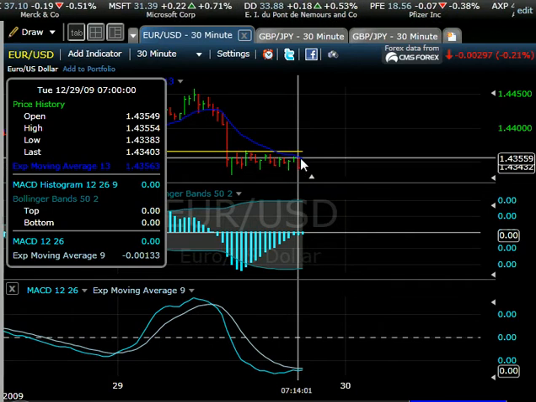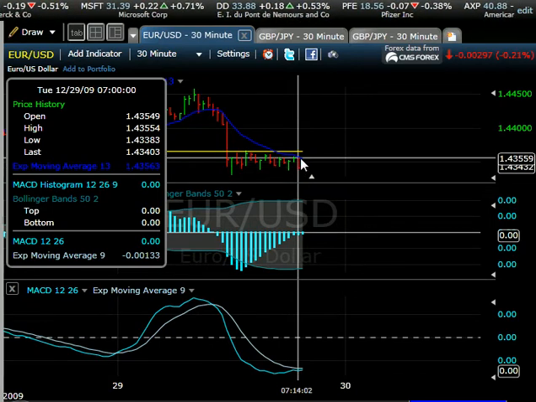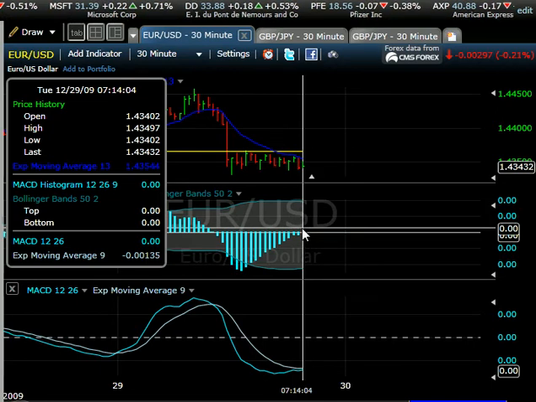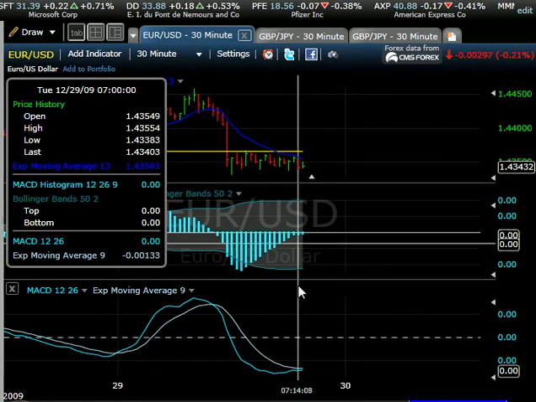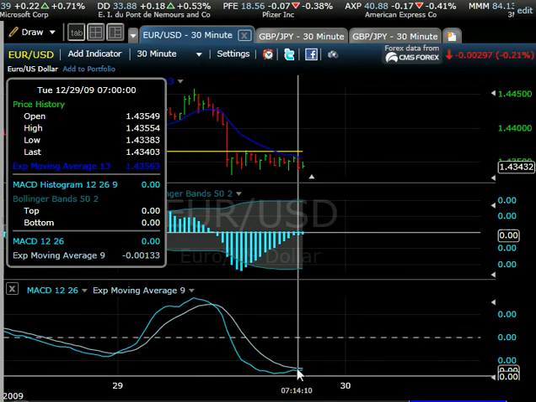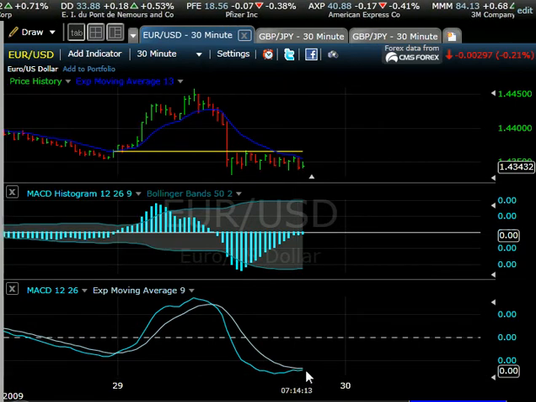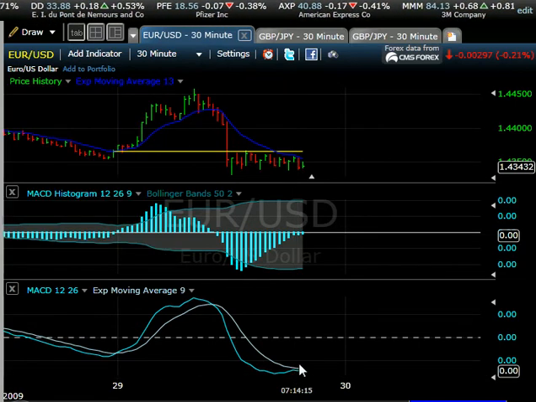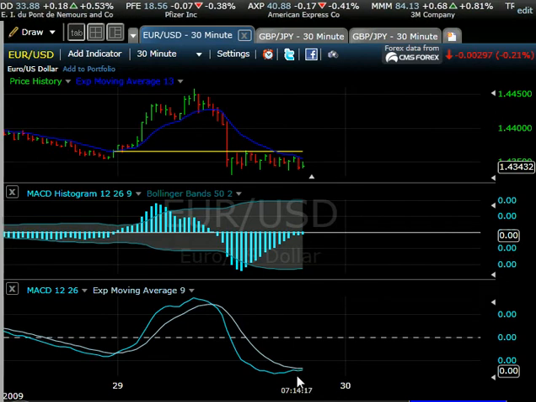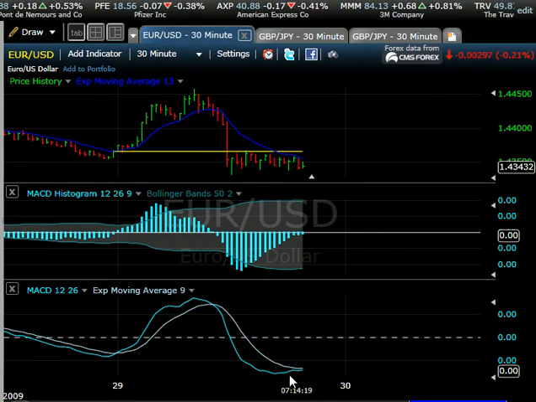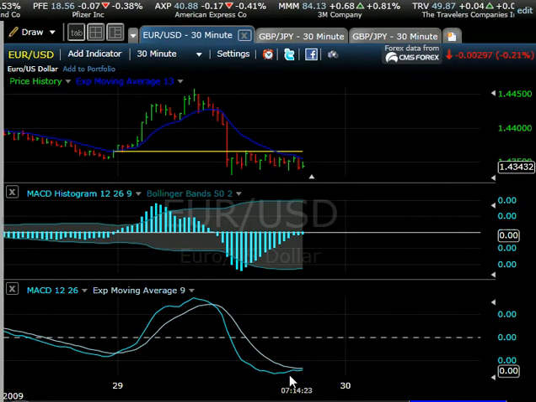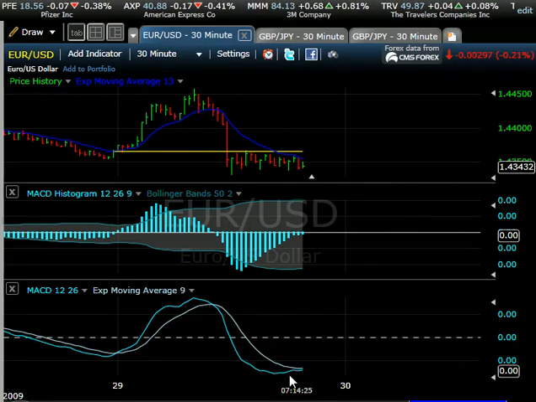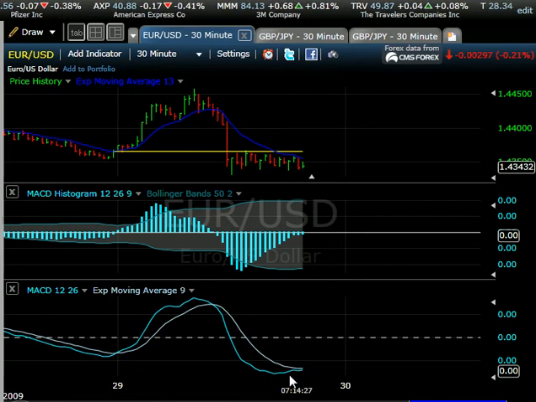All three indicators, obviously it didn't break the 13-day moving average, and it didn't go above the zero line on the MACD histogram. And as you can see down here, it's still parallel. It's still going parallel. So the faster moving average didn't break above the slower moving average on the MACD. So I should still be on the sidelines. I wasn't. I got stopped out and I lost 45 pips.